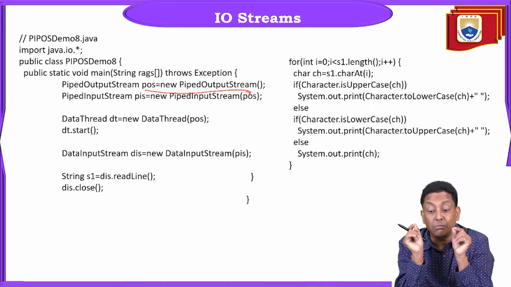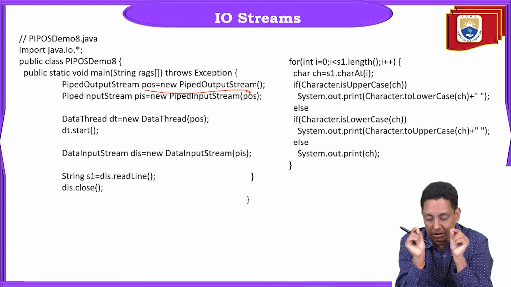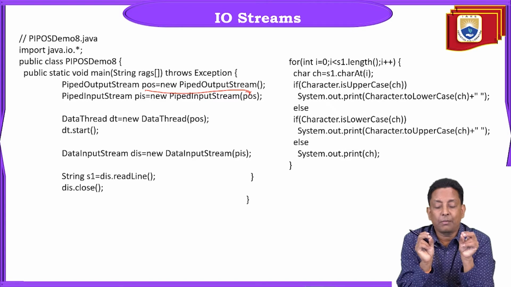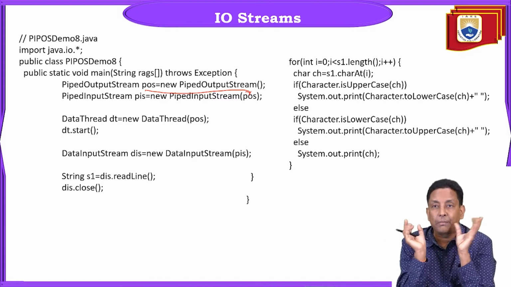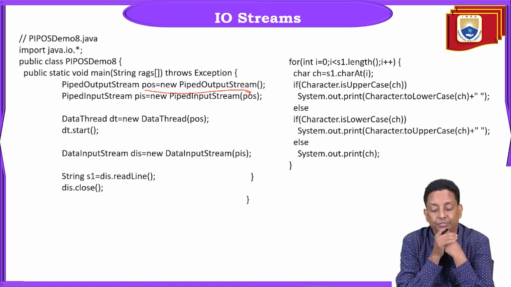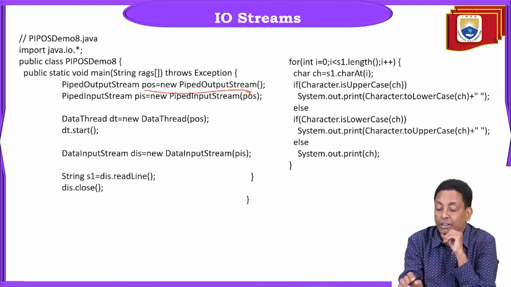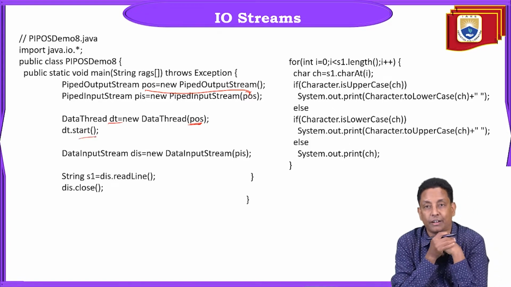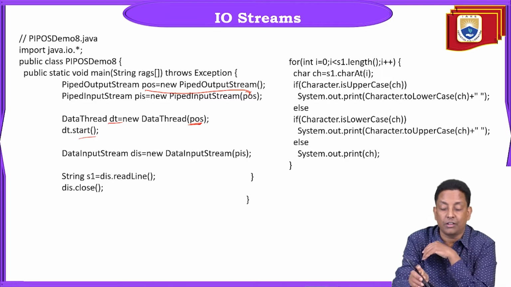We just created one blank piped output stream object. Nothing is there. It's a simple piped output stream object. That piped output stream object we are giving as input to piped input stream. That's it. Finished. Now what we are doing here is this piped output stream we assign to one thread, and the thread process is started. Now we'll go and see what the thread will do.